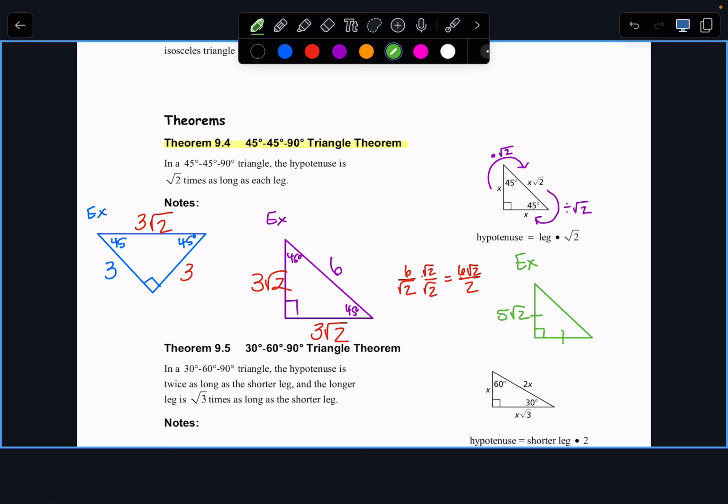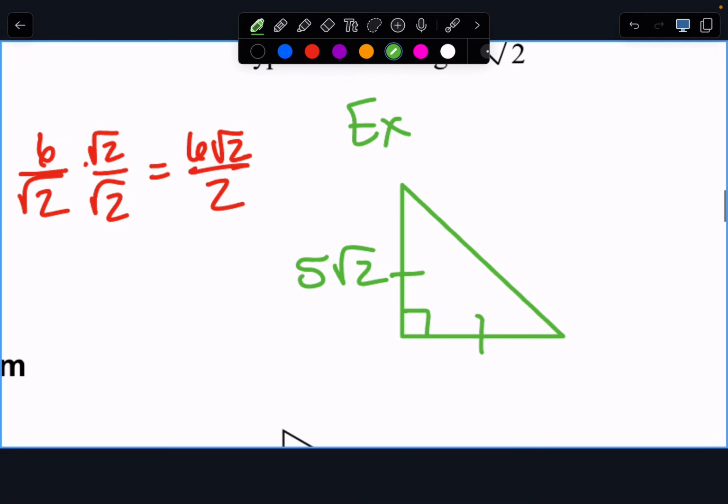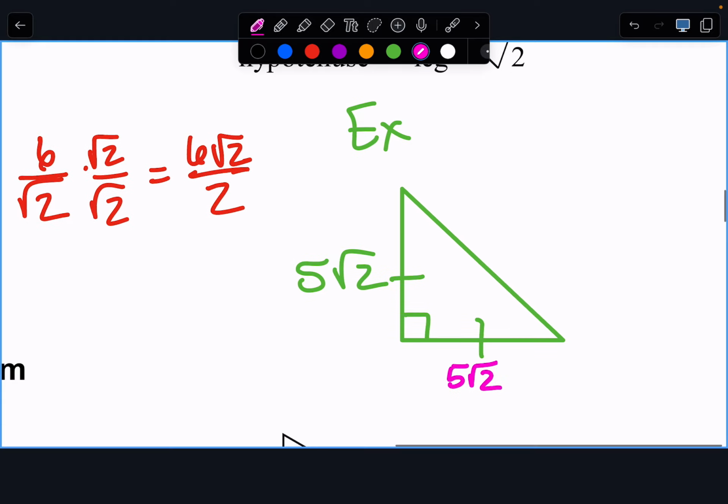Last example for the 45, 45, 90 that we're going to have to write in. Oh, there is no 45. So why did I call it a 45, 45, 90? Because our legs are congruent, which means the two angles are congruent, which means they have to be 45. So we know that this side is 5 root 2. How do we get to the hypotenuse? Okay, so if we multiply 5 root 2 times root 2, we would get 10.